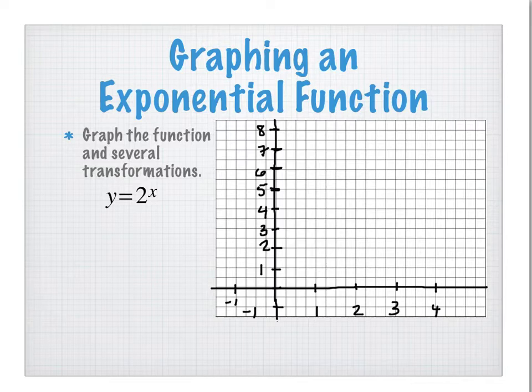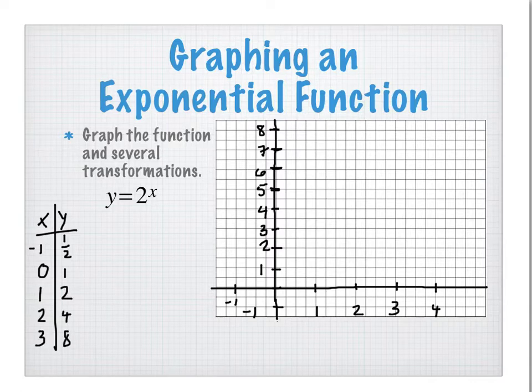So 2 to the x power. Let's make a little table of values here. If x is negative 1, y is going to be 1/2. If x is 0, y is going to be 1. If x is 1, y is going to be 2. If x is 2, y is going to be 4. And if x is 3, y is going to be 8. So let's go ahead and graph those points. Negative 1, 1/2; 0, 1; 1, 2; 2, 4; and 3, 8.